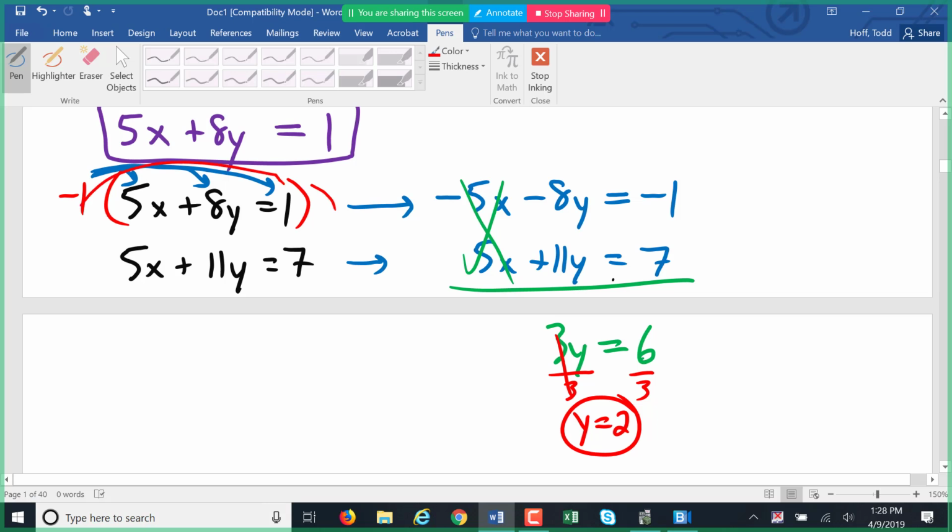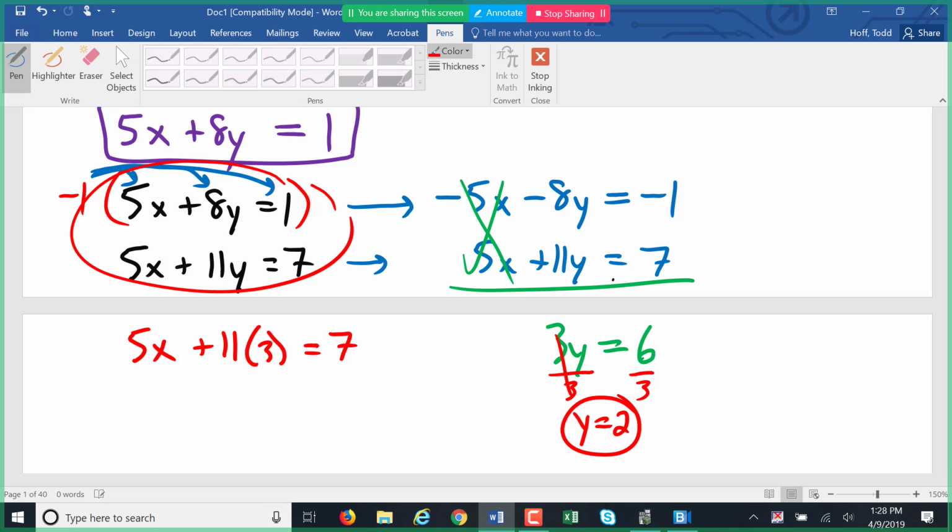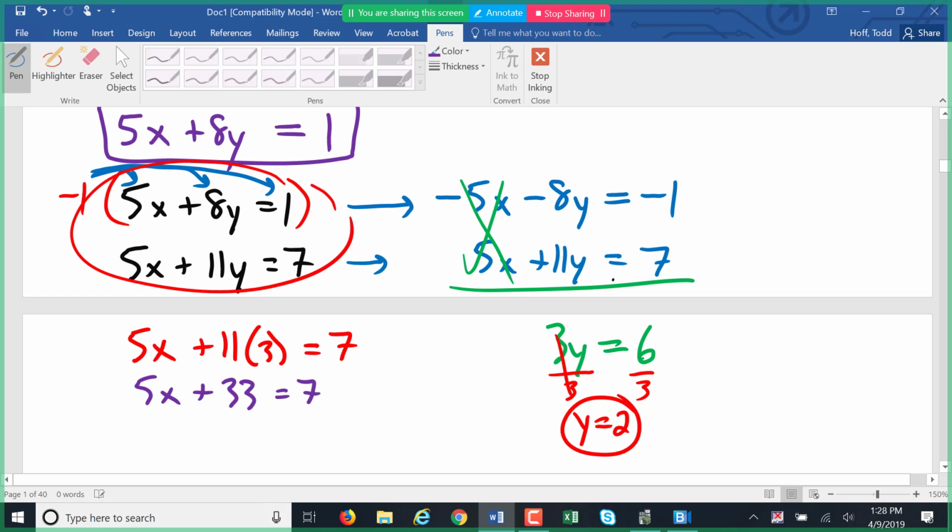I go back to one of these two-variable equations to get x. Doesn't matter which one I use, so I'll use the bottom one. 5x plus 11y becomes 5x plus 11 times 3 equals 7. 11 times 3 is 33. So 5x plus 33 equals 7.